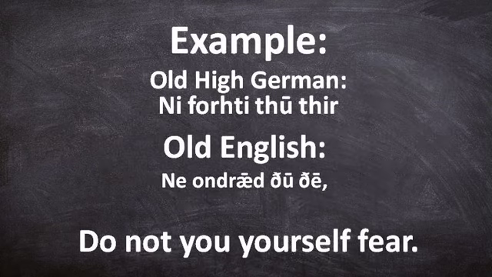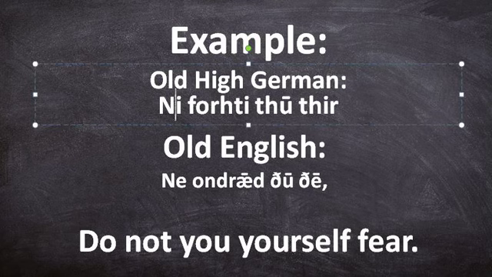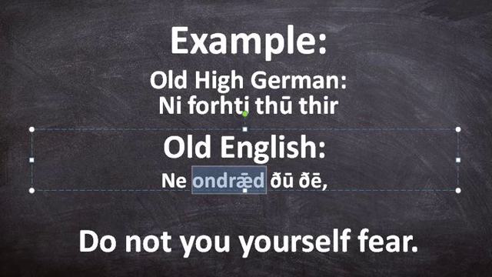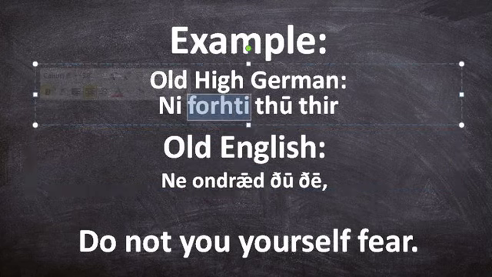Anyway, to give you an example of this, I pulled up an excerpt from an actual Old High German text and Old English as well. So we have here ni forti thu, and then we have an Old English ne ondrad thu, and this is literally the same word order. The only difference here is that this is ondrad, ondraden, related to our word in English, dread, to fear. And this is forti.